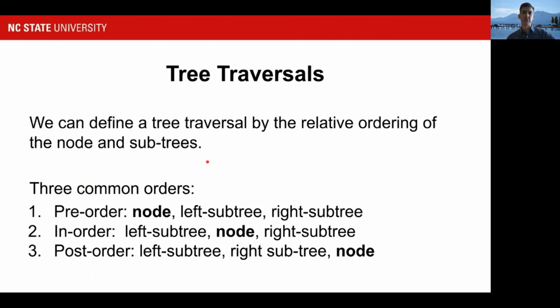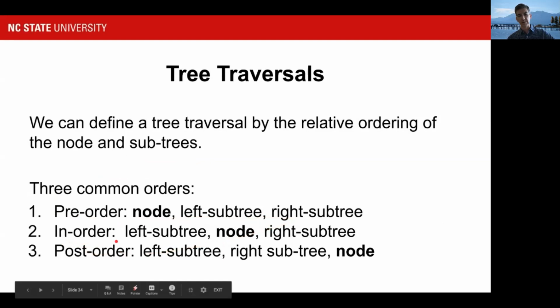And we tend to refer to these different traversals by certain common names to refer to the order in which we visit nodes with respect to subtrees. So a pre-order traversal is when we visit the node first, then the left subtree, then the right subtree. An in-order traversal is when we visit the left subtree, then the node, then the right subtree. And a post-order traversal is when we visit the left subtree, the right subtree, then the node.